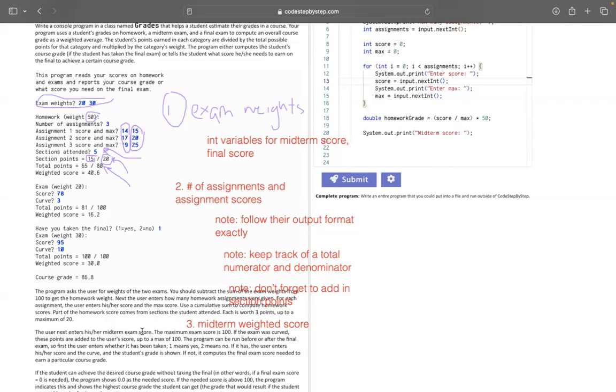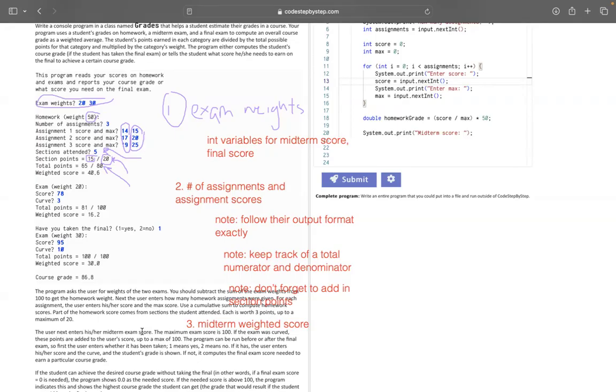So if I scored a 78 on the midterm and you ask for the curve and there's a curve of 3 points, then actually I got an 81. So you just add the curve on. Sometimes, I don't know if you guys have your test curved. Do you guys ever get your test curved? Yeah, we do sometimes.